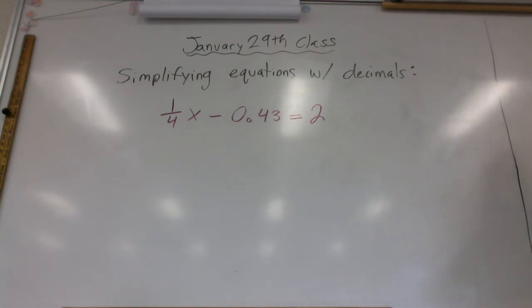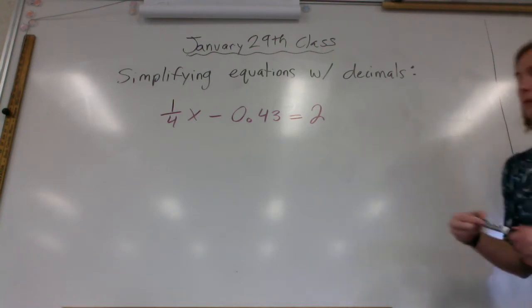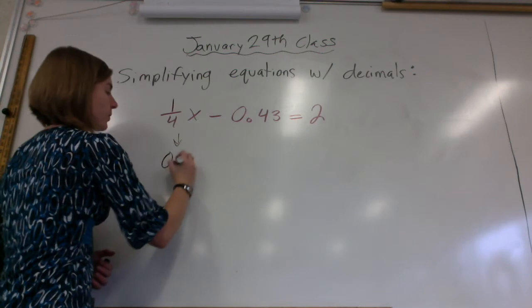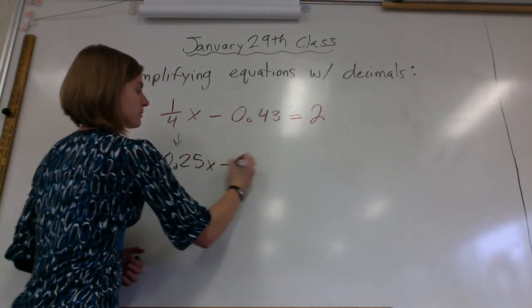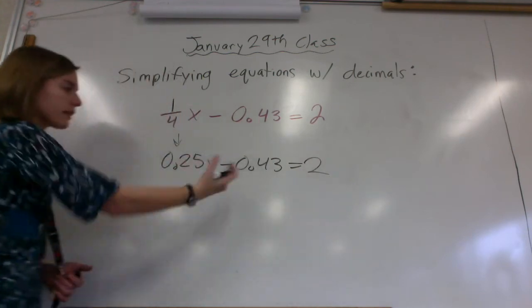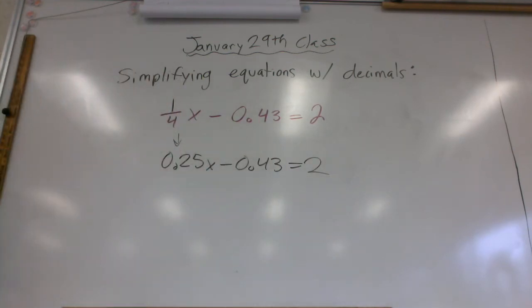All right, now we have fractions and decimals. 1/4 x minus 0.43 equals 2. You have a guess? What do you think? You would turn the fraction into a decimal, which would be 0.25. So we can turn 1/4 into 0.25x. And then we know how to work with this.